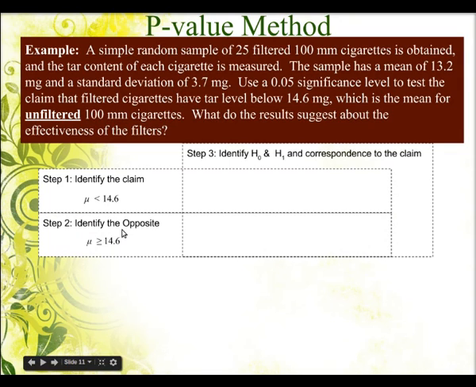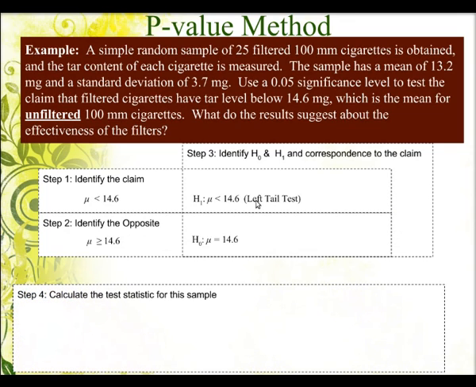So now to identify the null hypothesis, think about which one has the equal to sign in it, in this case the opposite. So that means our claim will correspond to the alternative hypothesis, and our opposite will correspond to the null hypothesis. So our null hypothesis, of course, is the mean equals 14.6, but since the alternative is less than, we know we're dealing with a left tail test.